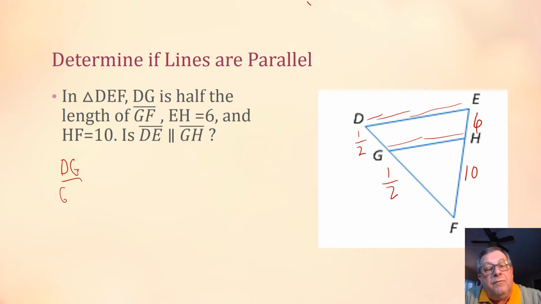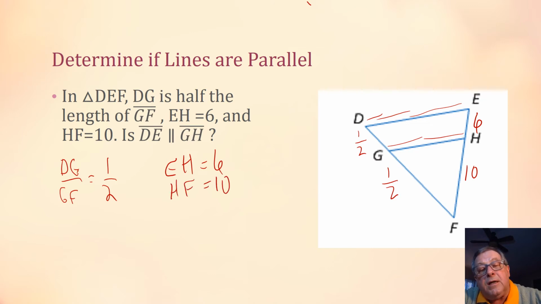Well, if DG over GF equals 1/2, then for those two lines, DE and GH, to be parallel, then EH and HF would also have to equal 1/2. So let's see, EH we're told equals 6, HF we're told equals 10. Well, if I reduce 6 over 10, I'm going to get 3/5. I'm not going to get 1/2.